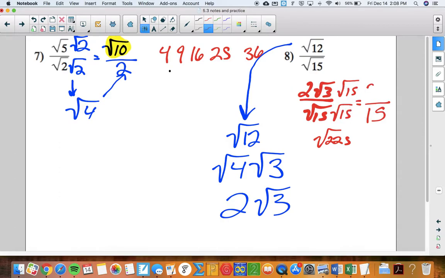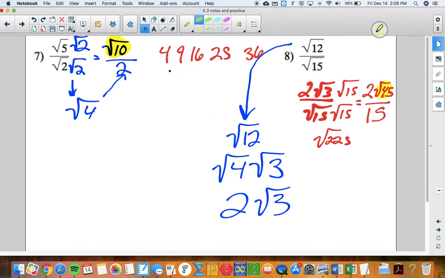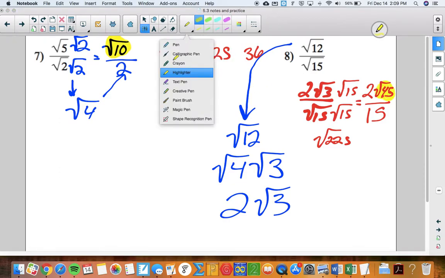Here we'd have 2 times the square root of 45. Oops, 2 times the square root of 45. Why I wrote that number was because I was already starting to think ahead about what perfect squares go into 45. So we're not quite done yet. We need to try to simplify this, the square root of 45.